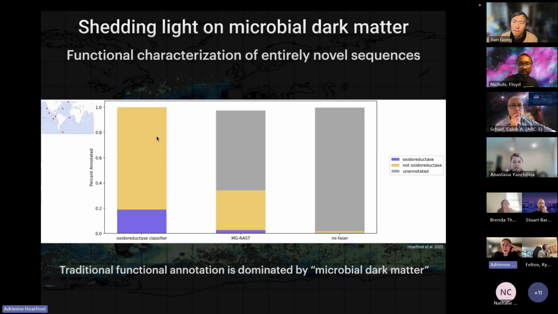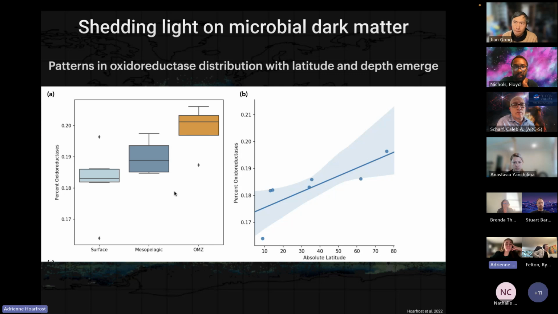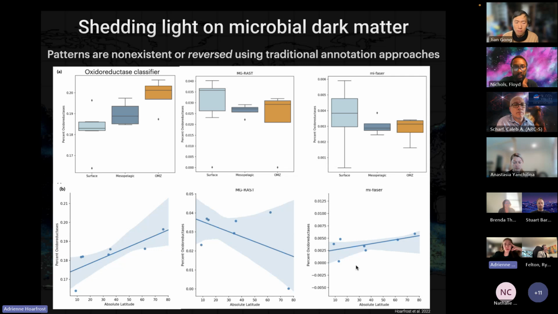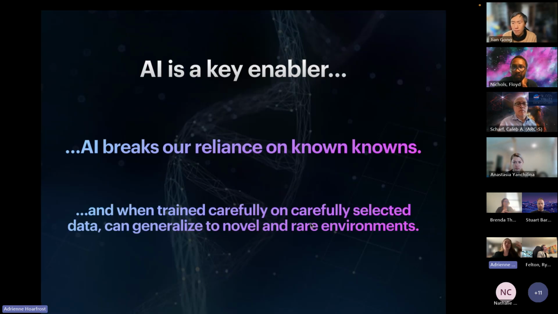Okay, I'm going to skip these, but the general point is that when you apply AI tools versus conventional analytical tools, you can pull out trends in environmental samples that are potentially different or completely reversed from your conventional tools. So this is our AI-driven tool. You can see there's a latitudinal trend here that's reversed from our conventional tools. So I think using these AI-driven models gives us the potential to break out of this reliance on known knowns and generalize to new environments, discovering things about novel biology that we otherwise could not.